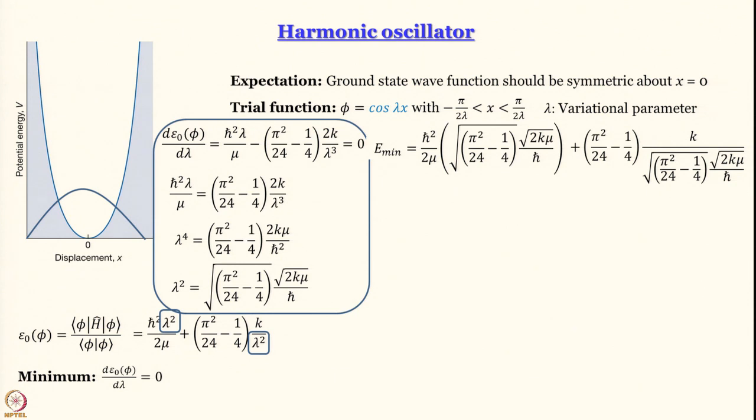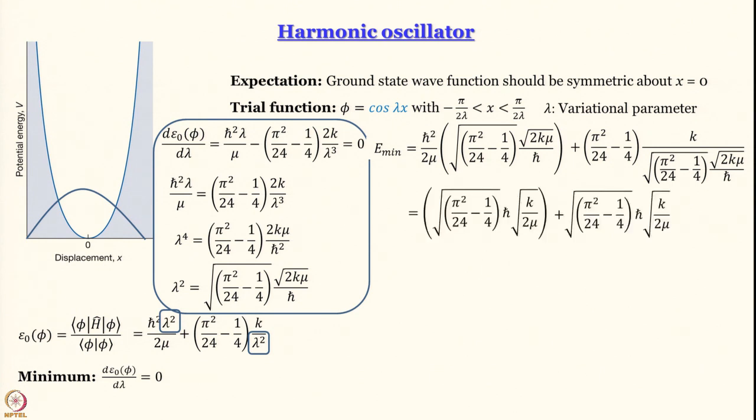So, this is what it is. I will not read it out, but I think it is not very difficult to understand. But please do write out at least these steps yourselves. Now you see, when you simplify, you end up getting this familiar quantity root over k by 2 mu. We know what it is, is not it? It is omega, the angular frequency of oscillation of the harmonic oscillator.